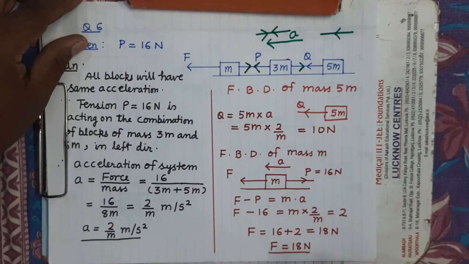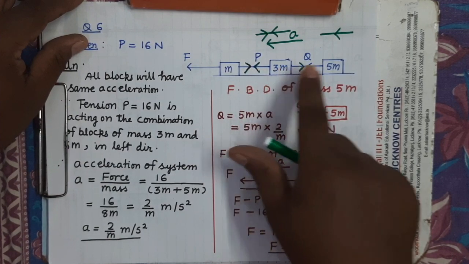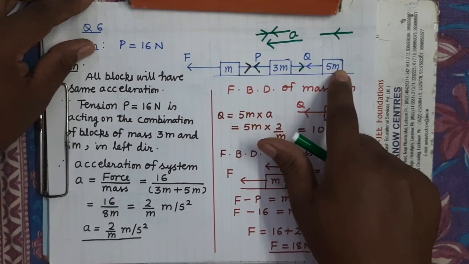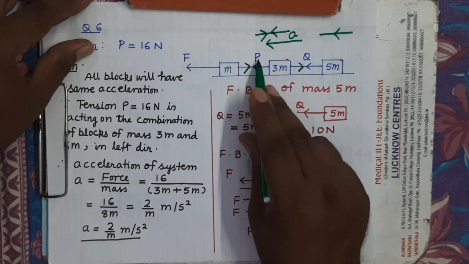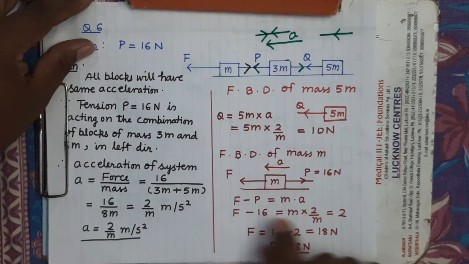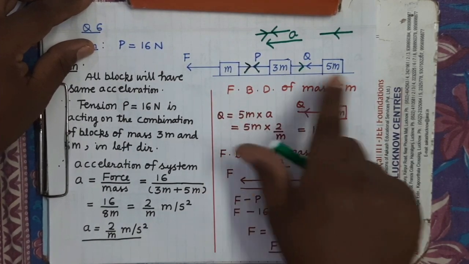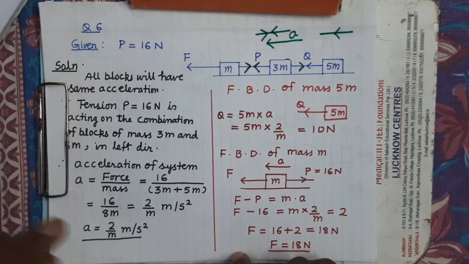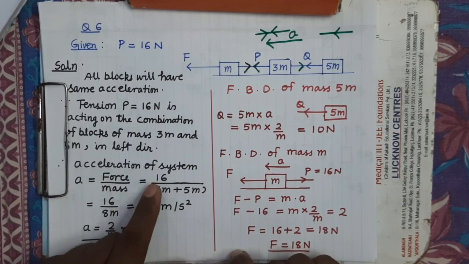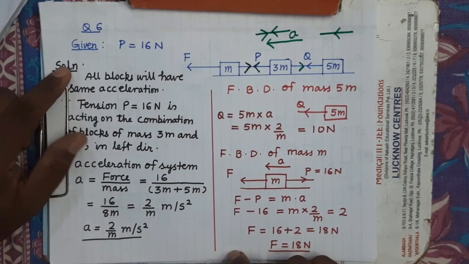Here P is given 16 Newton. So this P is acting on the combination of 3m and 5m. It's clear? This P, which is 16 Newton, is acting on the combined system of these two blocks, 3m and 5m. So what is the total mass? 8m. 3m plus 5m, 8m. Force acting is 16 Newton. So what will be the acceleration? Acceleration equals force upon mass, that is 16 upon 8m. So it is 2 upon m meter per second square.